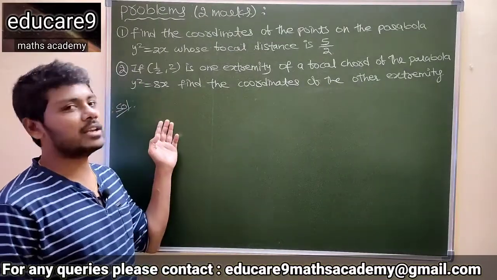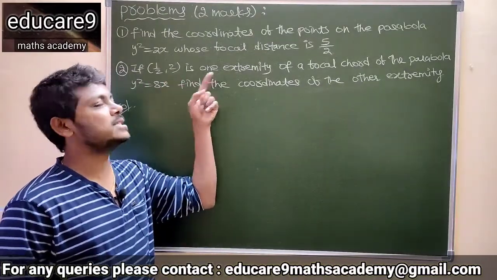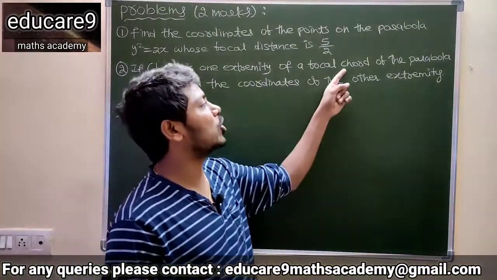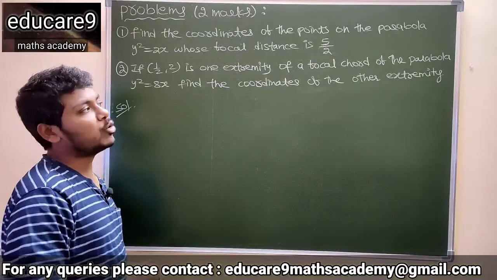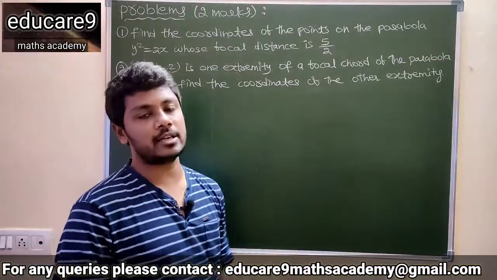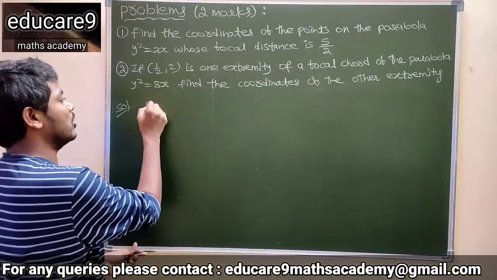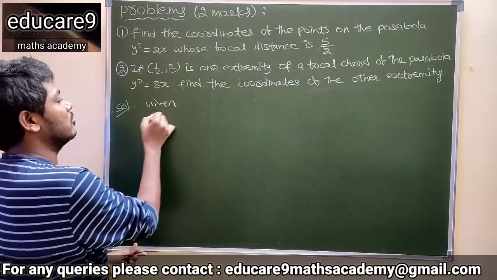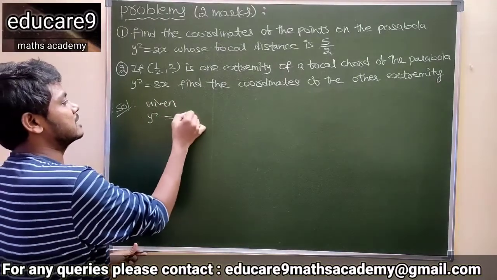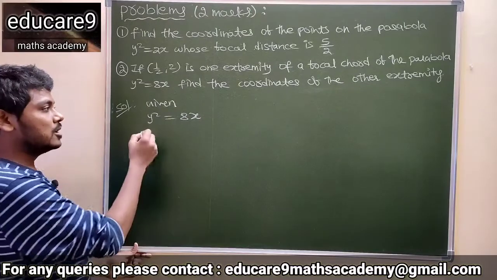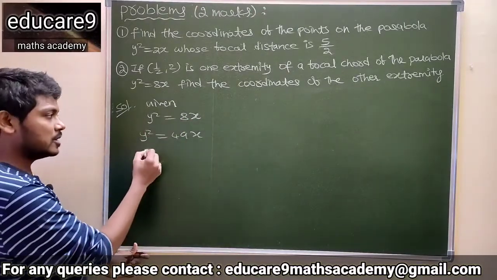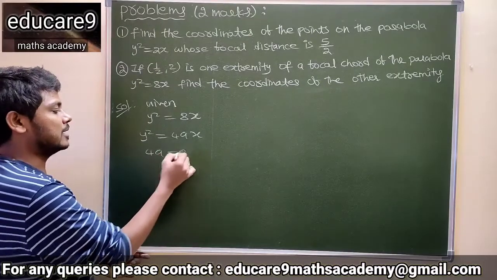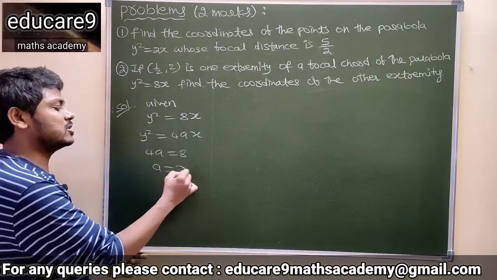See the second problem. If 1/2 comma 2 is one extremity of a focal chord of the parabola y square equals 8x, then find the coordinates of the other extremity. See, here the given parabola is y square equals 8x. In the form y square equals 4ax, 4a equals 8. From this, the a value is 2.